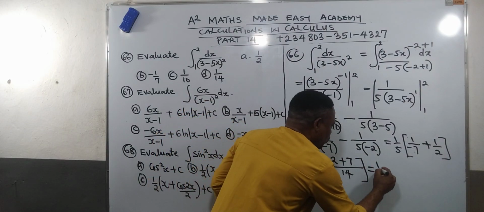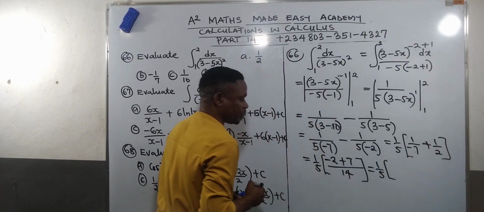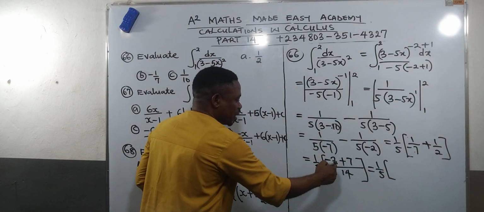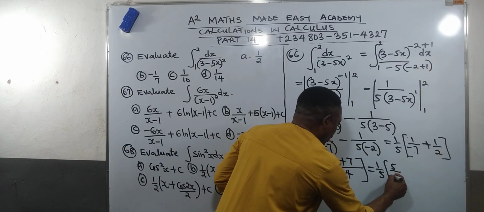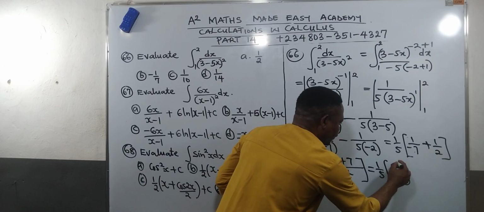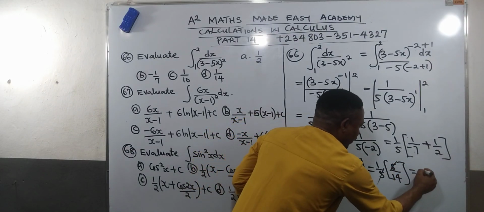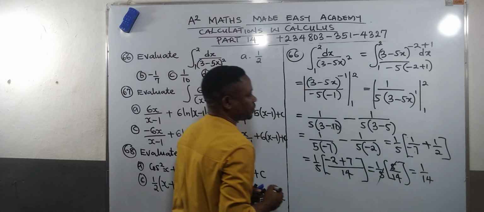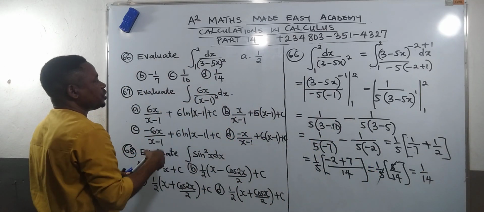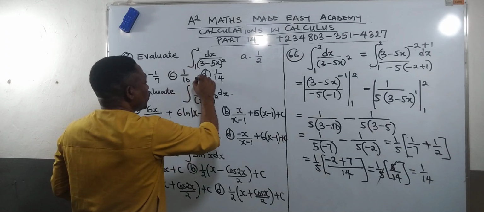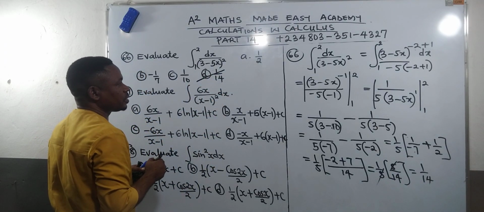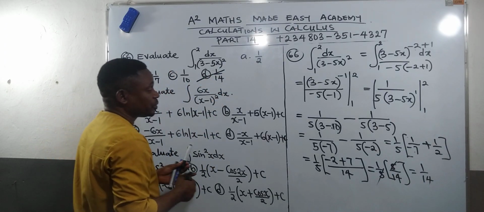Can we say that this is 1 over 5, right? Open the bracket. Minus 2 plus 7 will give me 5, right? All over 14. Then watch. 5 will cancel 5. What is the final answer? 1 over 14. Now, do we have 1 over 14 in the options? Yes. It is option D. Are you with me? So let's move on. That is all.